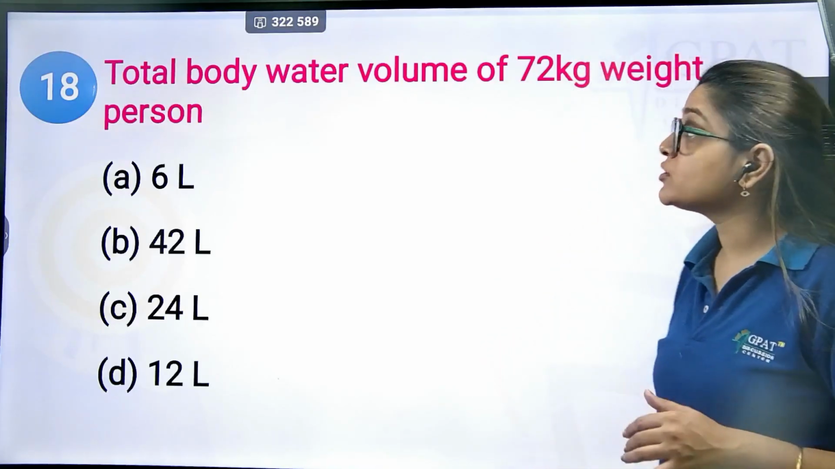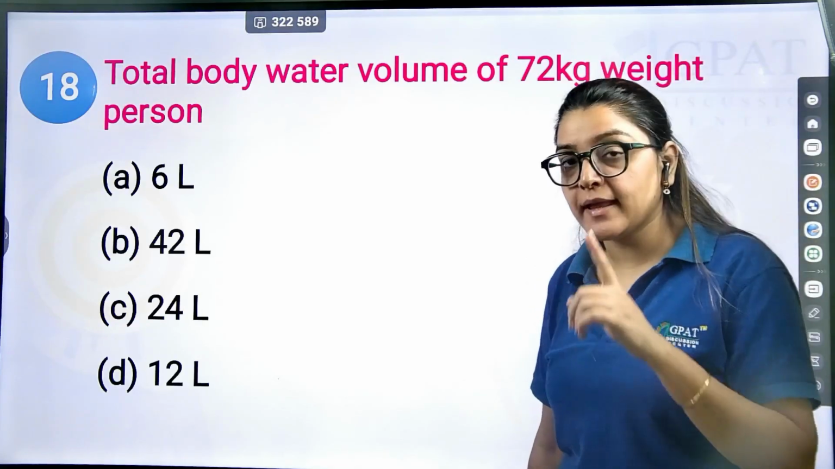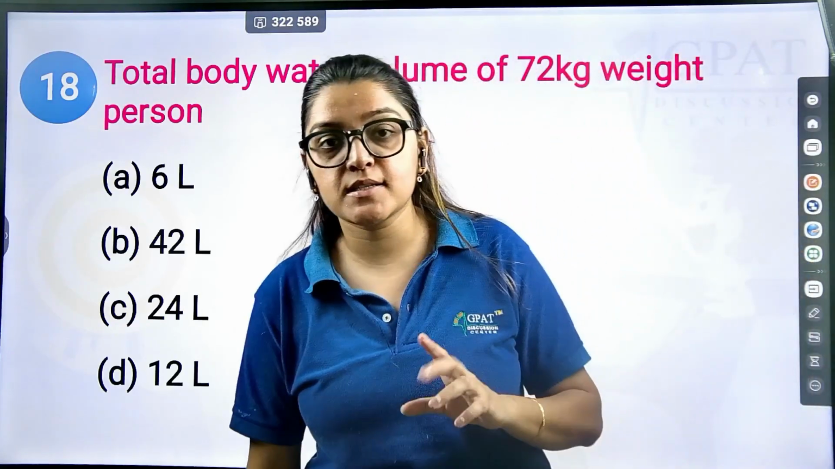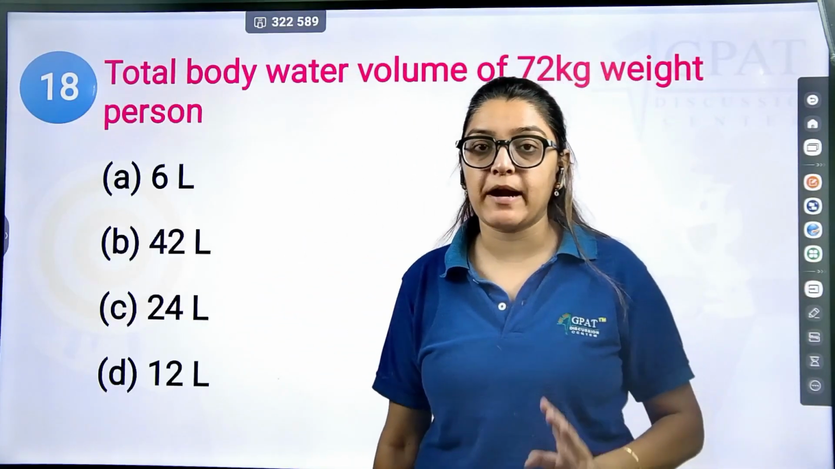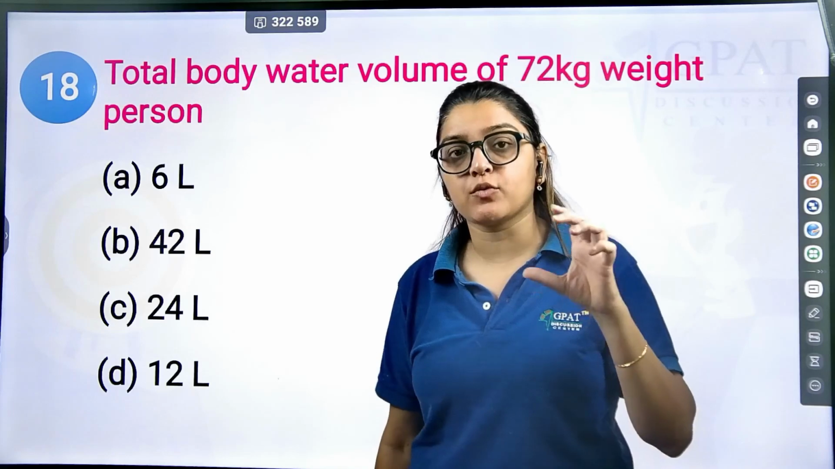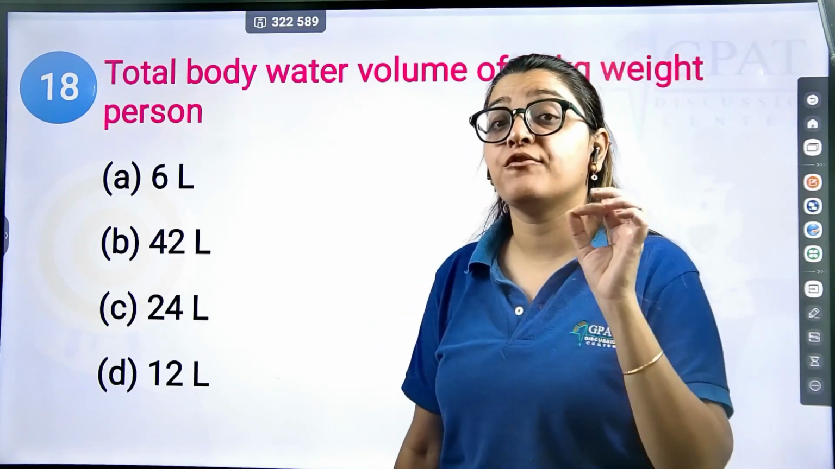Next, the total body water volume for a 72 kg person is, now it's from a table in which we have seen the markers and the physiological compartments as well as the volume of each physiological compartment. So they're specifically asking for the total body water volume. Now this is, I'm telling you, the table I'll show you now is very important.